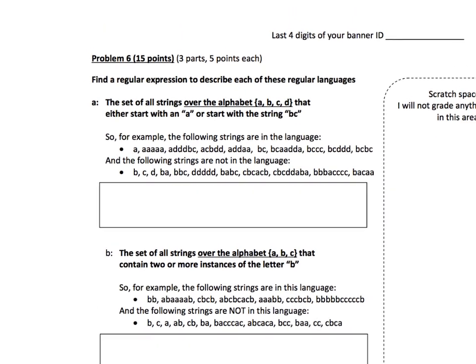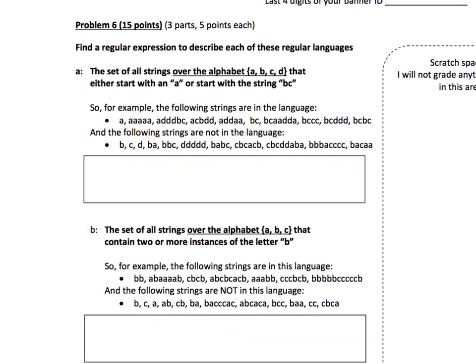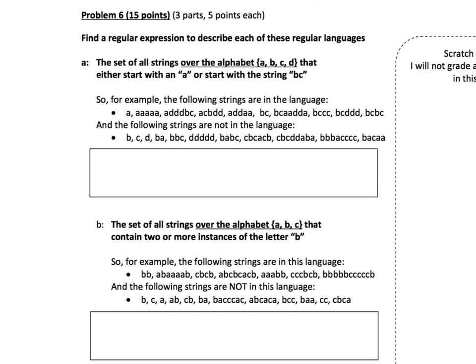Okay, in this problem, you are starting with a written description of regular languages, and you need to give a regular expression for it. So this first one says: the set of all strings over the alphabet A, B, C, D that start with an A or start with a BC. So it can be anything in there as long as it starts with an A or it starts with a BC.